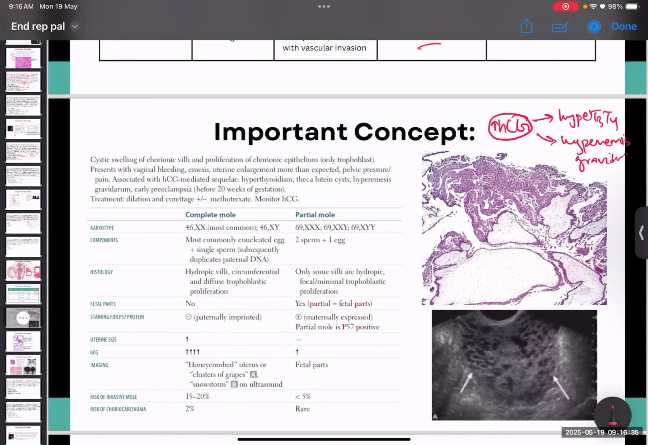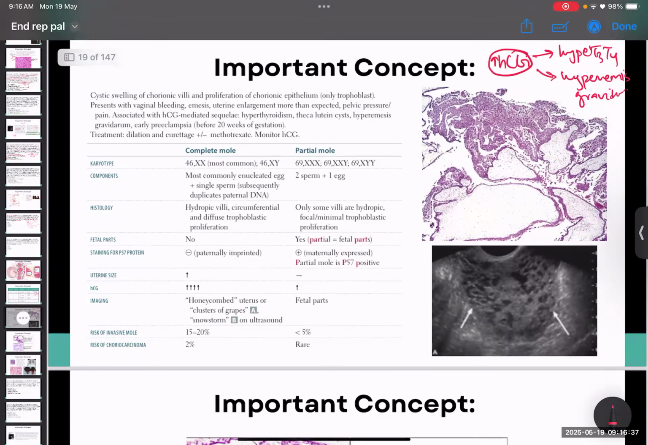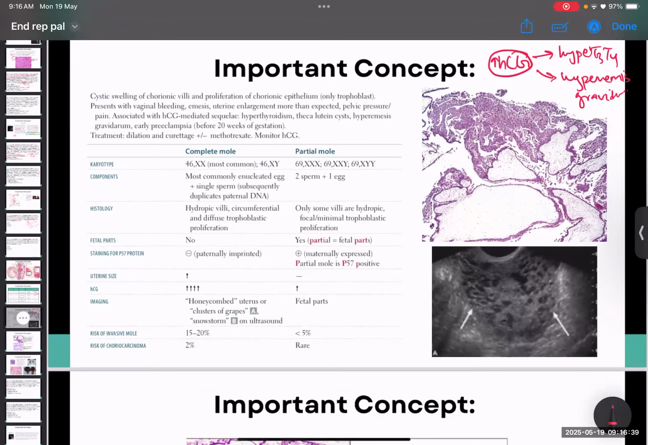She's also going to come in with something called a size-date discrepancy, where she's going to have a very, very huge uterus, even though she's like 4 weeks pregnant. Okay, so that's called a size-date discrepancy. It's usually seen in complete mole rather than partial mole. And with partial mole, p57 is positive, meaning that it's a protein that is maternally expressed. So in complete mole, it's going to be absent because there is no maternal DNA.